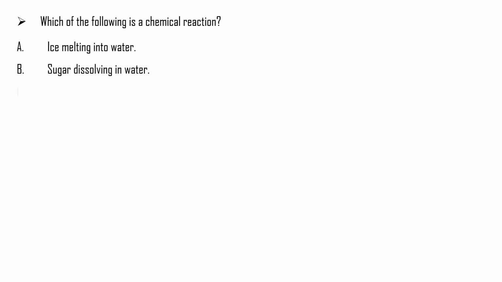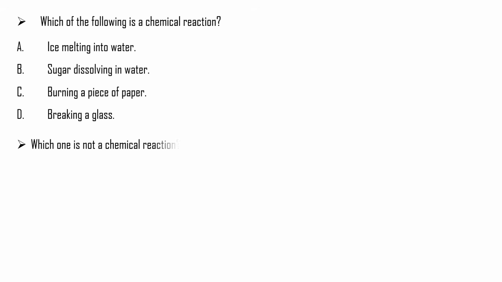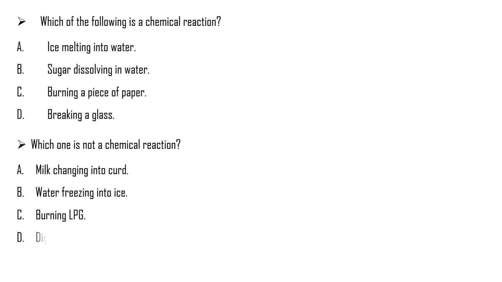Now it's your turn. Tell me, which of the following is a chemical reaction? Option A, ice melting into water. Option B, sugar dissolving in water. Option C, burning a piece of paper. And option D, breaking a glass. Take a few seconds and think. The correct answer is burning a piece of paper because it forms completely new substances.